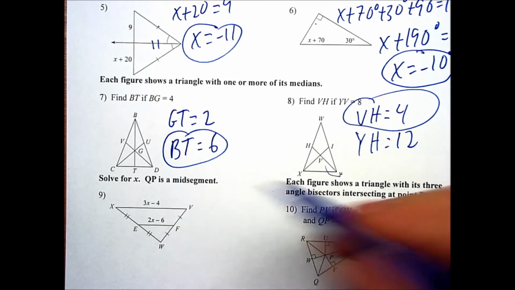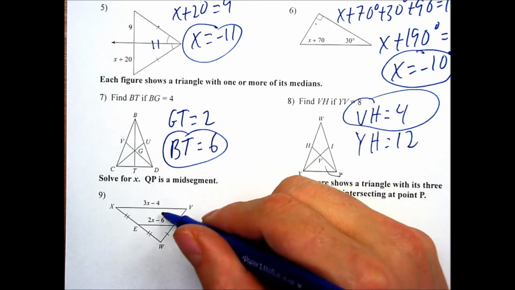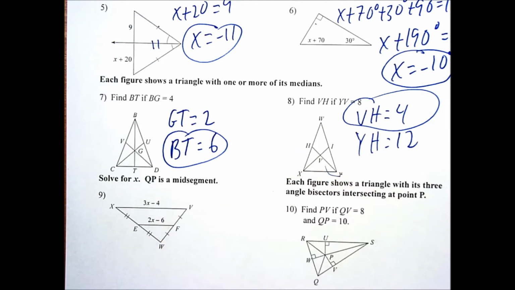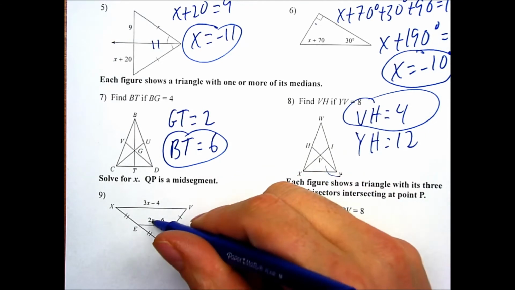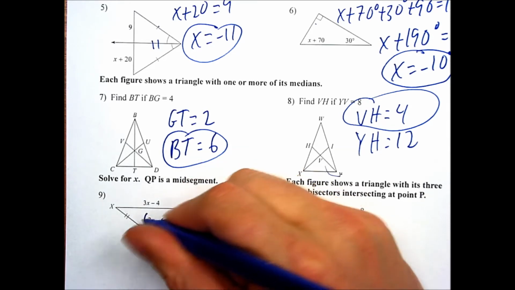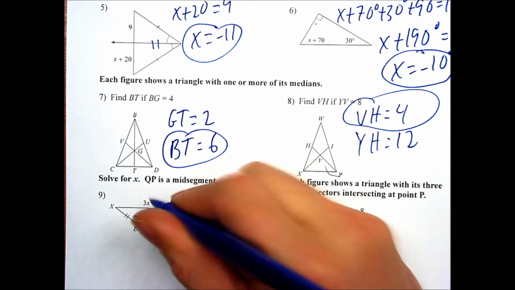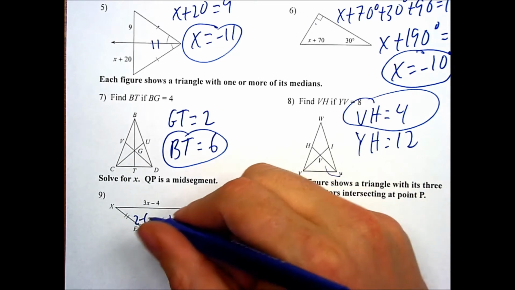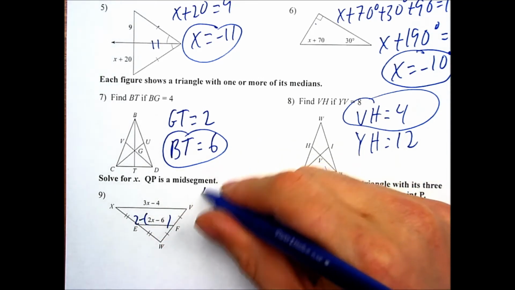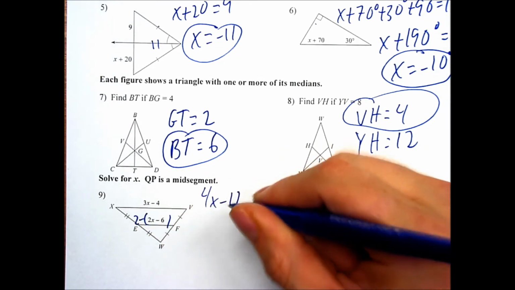Question 9. The mid-segment. The mid-segment is half the length of the entire segment here. So if I double this value, EF, I will get this value 3x minus 4. So I will double 2x and negative 6, so that'll be 4x minus 12. Again, that's the distributive property.